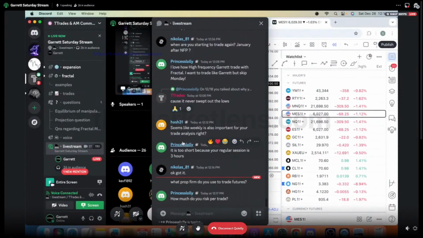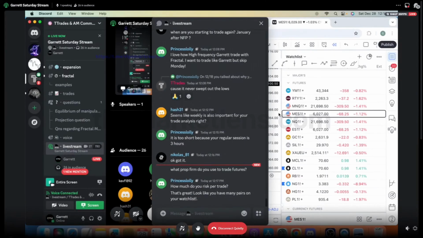Seems like weekly is also important. Yeah, weekly is. I use the weekly chart. I know that T trades or aim trades, the aim trades definitely doesn't, but I do personally. It should give you some insight, maybe where the weekly can expand. But the daily chart is obviously more important. I'm trading within daily candles, so you need to know where the daily candle is going, most importantly.